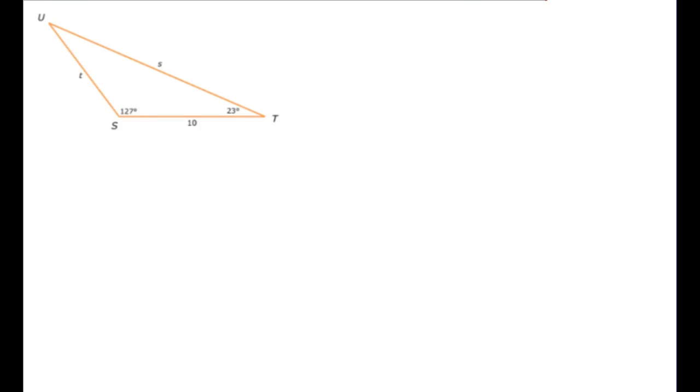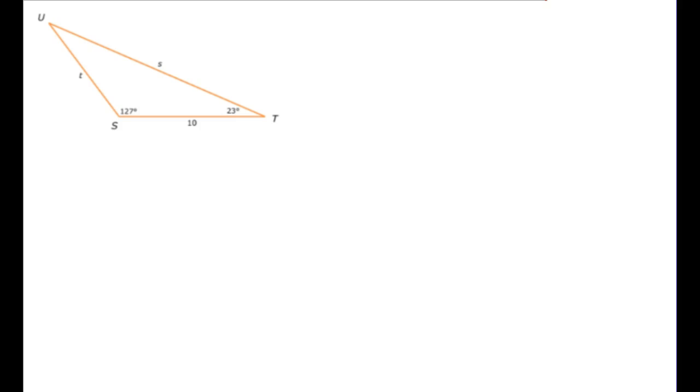In this next example, we have triangle UST. In this triangle, we know 2 of the angles and 1 of the side lengths. Since we only know 1 side length, we cannot use the law of cosines. In order to use the law of cosines, we have to have at least 2 of the side lengths. So before we can use that, we have to use the law of sines again in order to find one of those missing side lengths.